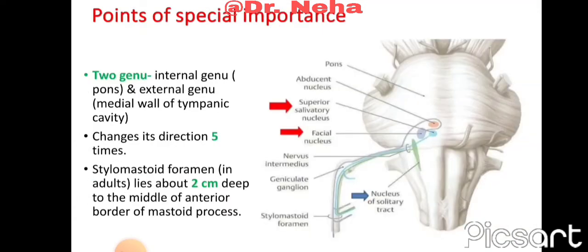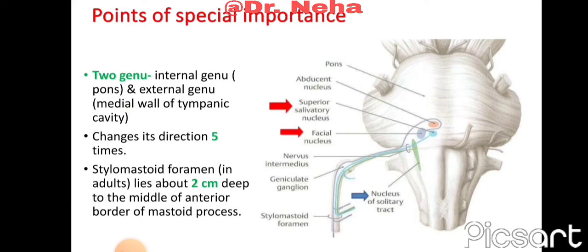Now some points of special importance of the facial nerve. It possesses 2 genu. One is the internal genu, which lies in the pons, the other is the external genu, which is lying in the medial wall of the tympanic cavity. It changes its direction 5 times.